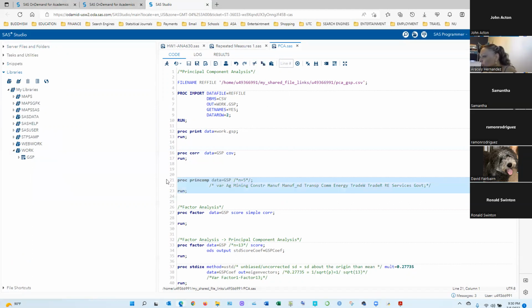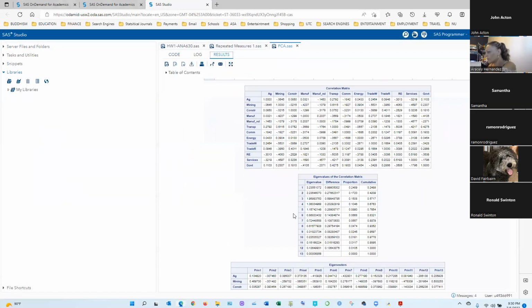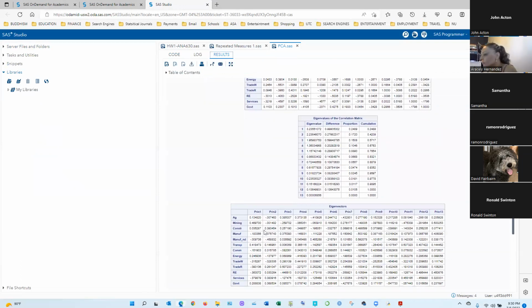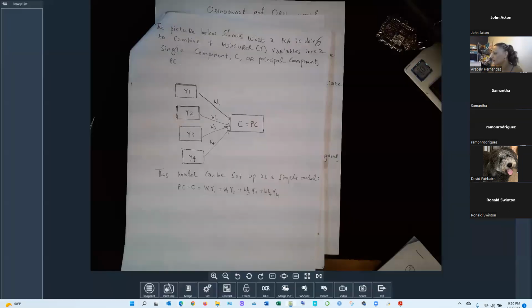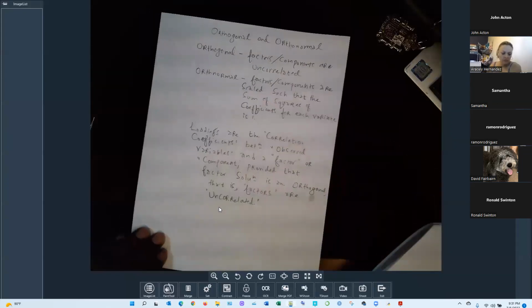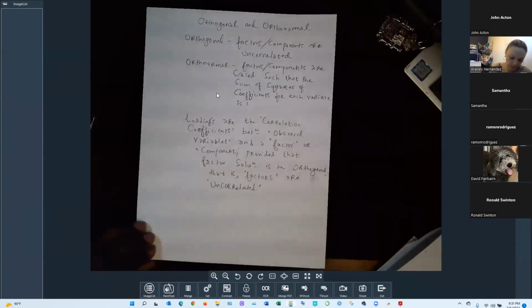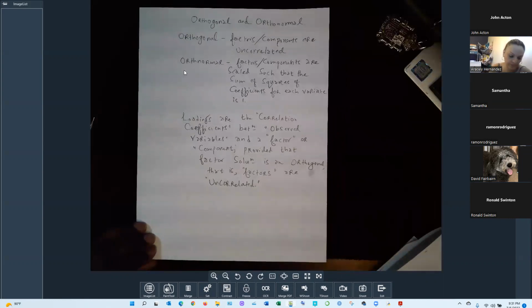But what we were discussing over here is how the loadings are being built up. This is the one I'm interested in: how we get the loadings. At the same time, we get familiarized with these terms, orthogonal and orthonormal. What do you mean by the loadings?